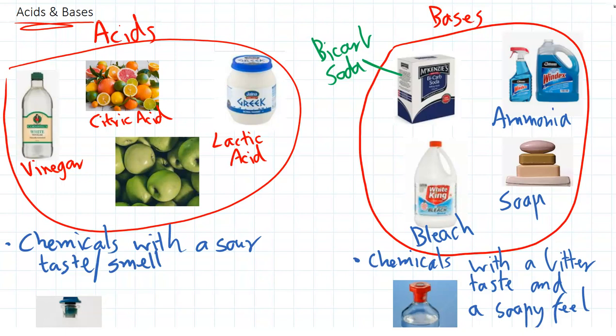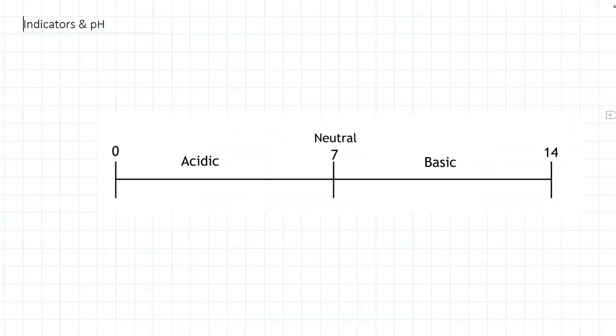Hey everyone. So we've already learnt about acids and bases, how they're a group of chemicals that are either sour or bitter. So we're focusing now on how scientists actually measure how strong acids and bases are. And the way they do it is with this scale here called the pH scale. So the pH scale is a measure of how acidic or basic a chemical is.